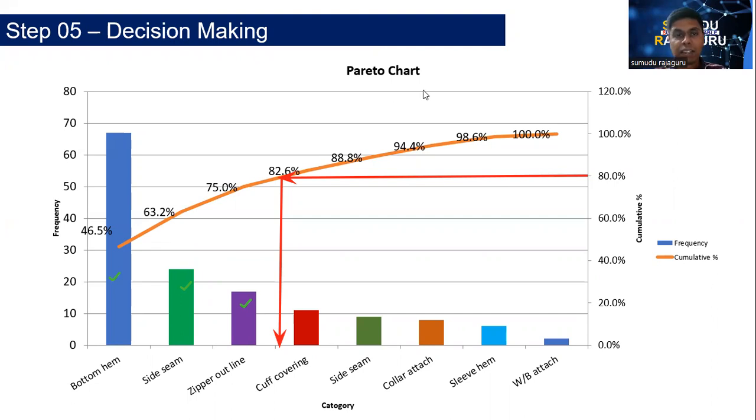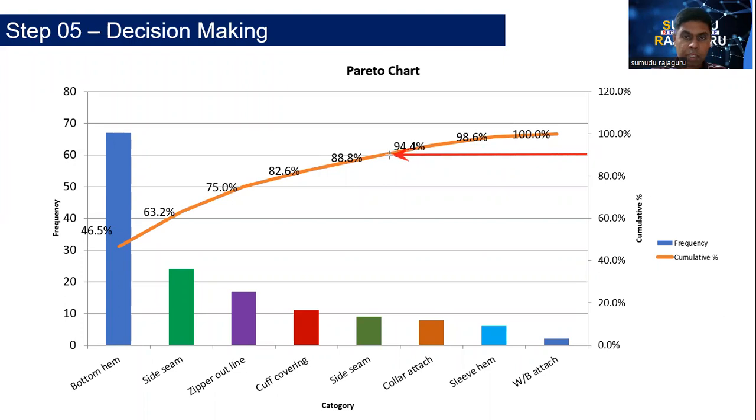Then, okay, we'll think another way. If I want to solve 90% of this problem, I take 90% here, then I have to draw the projection line from 90%. Then from the intersect point, I draw the projection line to the x-axis. Now you can see, if I want 90% problem solving, I have to solve this problem, this problem, and give an answer for this one, this one, this one. So 5 causes I have to eliminate and solve.